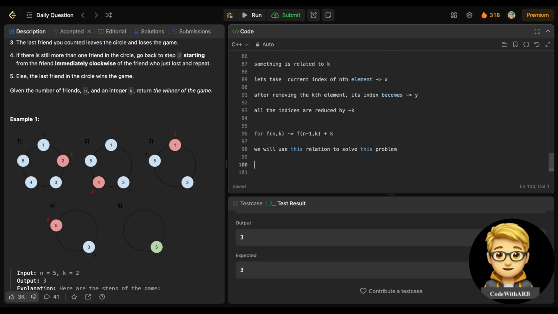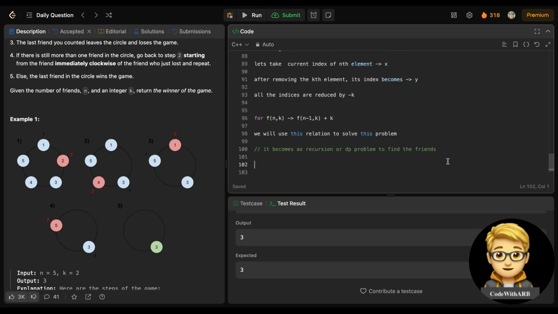So basically now it becomes a recursion or a DP problem to find the friend's number, which is our answer, right? We will see how we use this relation function to solve this problem. Now we need to know f of n minus 1, k. This f of n minus 1, k also needs to know something from its previous values. The same thing goes again and again.